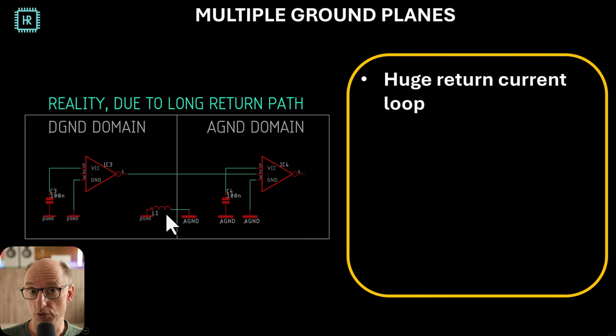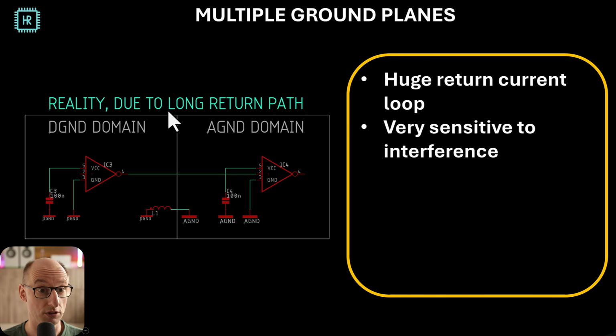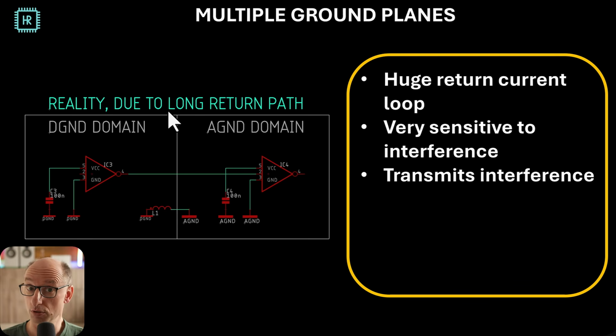First, you get a huge return current loop, as I just showed in the previous slide. So this means you're becoming very sensitive to interference because you basically build a huge antenna. And you're also going to transmit interference. You're starting to get the drill here if you see more of my videos.